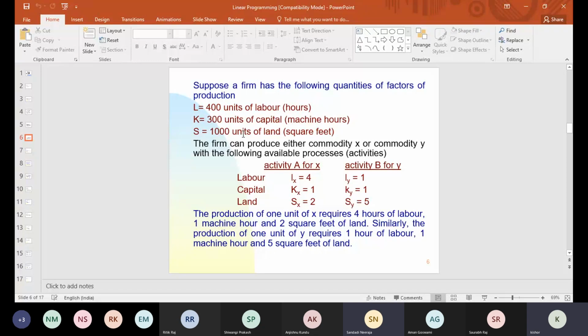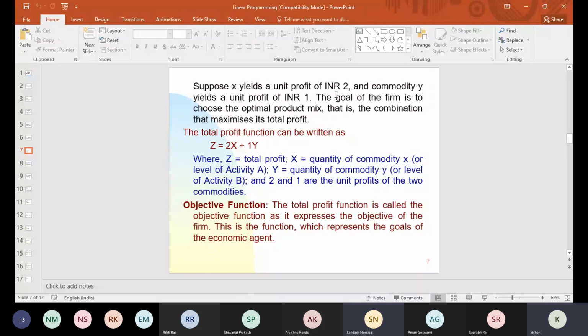To produce 1 unit of X, you require 4 labor hours, 1 machine hour, and 2 square feet of land. To produce 1 unit of Y, you require 1 labor hour, 1 machine hour, and 5 square feet of land. This sentence is just the discussion, nothing. Just remember those values. Along with that, another information is given, that is per unit profit. In a questionnaire book, per unit profit you will get in US dollars. Here I made it INR only. Per unit profit of X is 2 rupees and per unit profit of Y is 1 rupee.